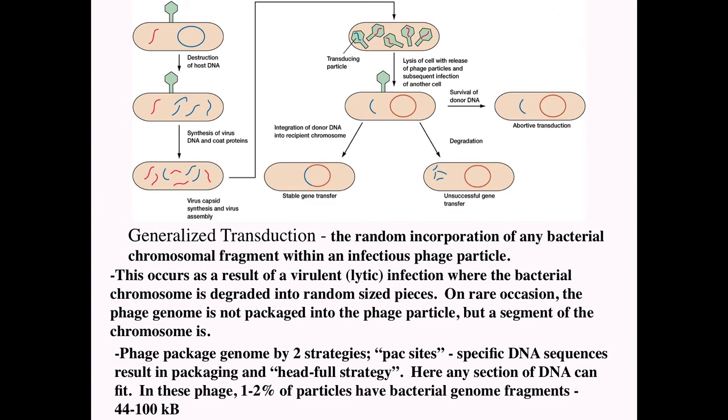So if a piece of bacterial host DNA, just by random chance, happens to be, let's say, within 5% plus or minus of the optimal size for that head, it gets packaged. So more often than not, what's going to be packaged, because it's going to be the exact right size, is the viral genome. But on rare occasions, if the bacterial DNA that's broken down is the right size, it can get packaged as well. So this is what's known as generalized transduction. So this is another important means for transfer of bacterial DNA.